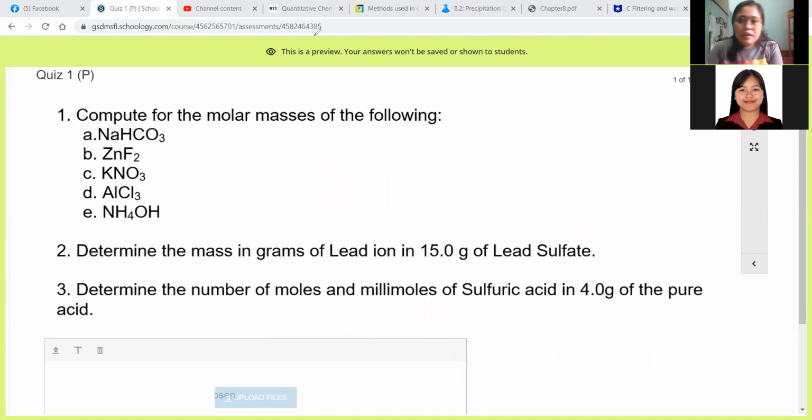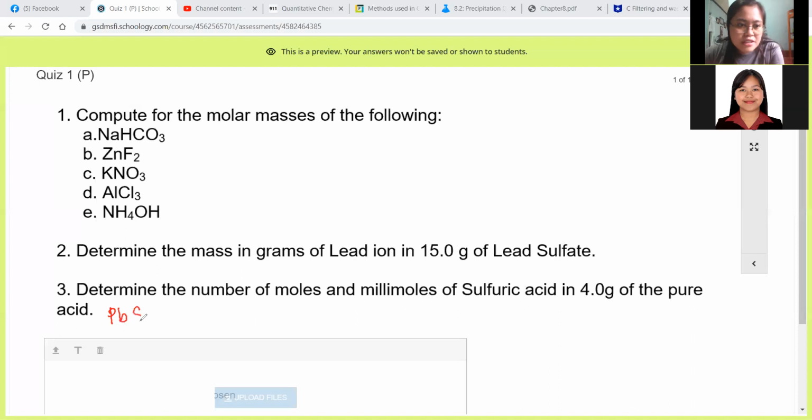The question is, determine the mass in grams of lead ion in 15.0 grams of lead sulfate. Sulfate, sorry. Kailangan nato mabalaan ang mass in grams of lead ion in 15.0 grams of lead sulfate. So the first thing na himuon nato is to compute for the molecular weight of lead sulfate. Okay? So before you can compute, dapat kabalo ka sa iyahang molecular formula.